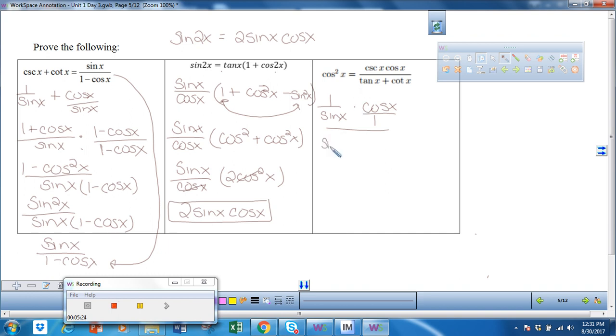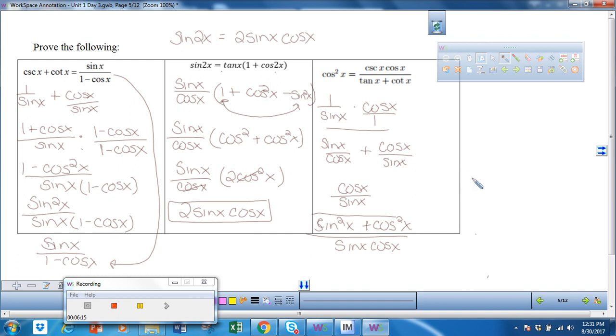And tangent x is sine x over cosine x. Cotangent x is cosine x over sine x. Okay? So now I have cosine x, sine x, and here I'm going to find the least common denominator. So to find that least common denominator, it's sine x cosine x, so that's going to give me sine squared x plus cosine squared x all over sine x cosine x.